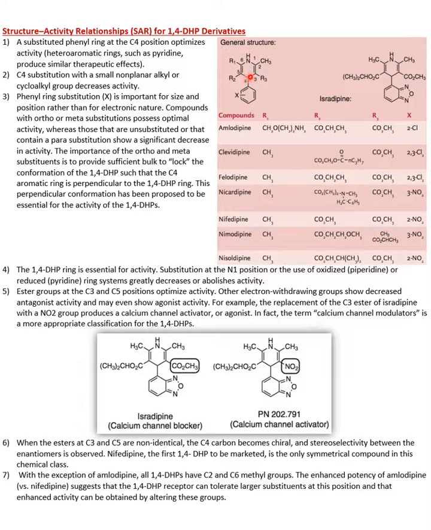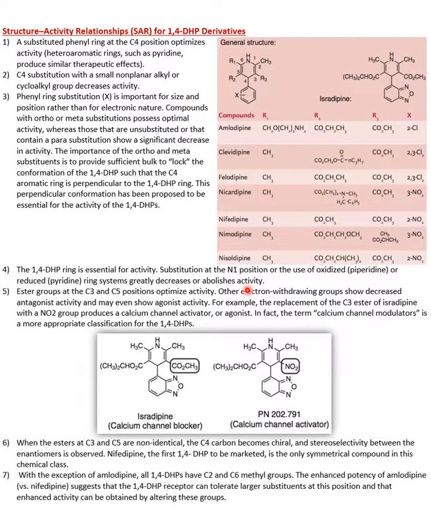If you, for example, add another double bond here or make it a pyridine, or if you remove this double bond and add hydrogens, in other words, if you reduce the ring and it becomes piperidine, or if you oxidize the ring further and bring it to the pyridine, then the activity will be lost.